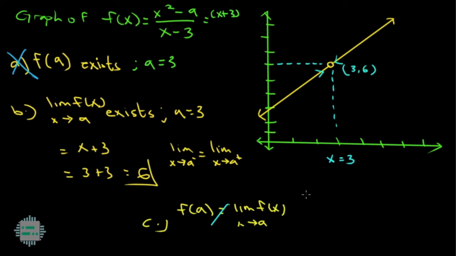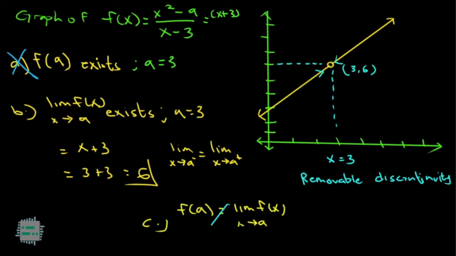Anong tawag natin sa ganung uri ng discontinuity? Yung meron kang limit na nag-exist pero wala namang f of a. Ang tawag natin sa ganung uri ng discontinuity ay removable discontinuity. Removable discontinuity. Kailan nangyayari itong removable na discontinuity? Again, kung may nag-i-exist na limit pero walang f of a.